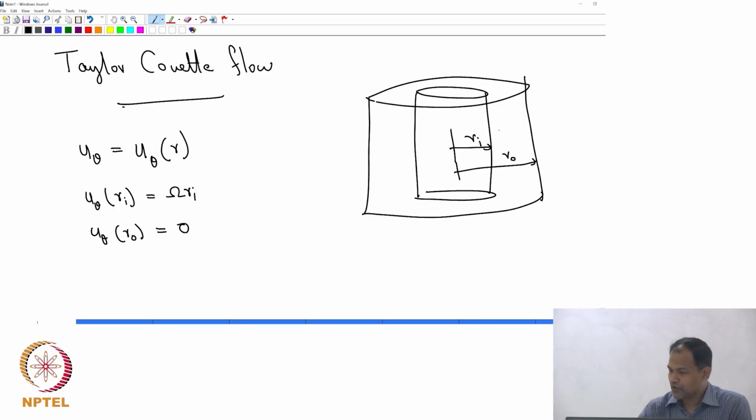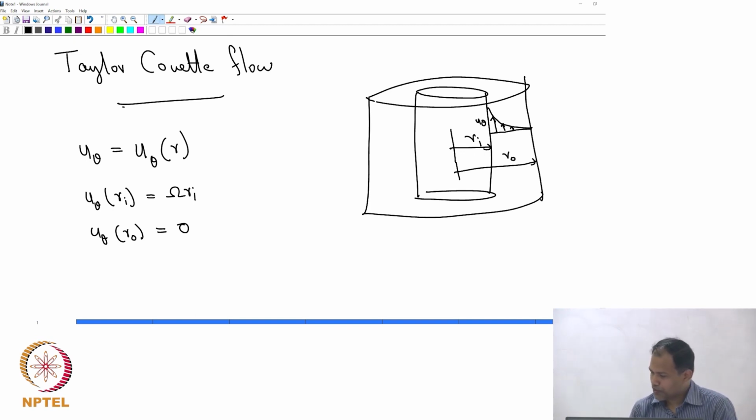So, the velocity profile would basically decay something like that, that you will have to actually plot and see. This direction is essentially u theta, it is not u z, it is the velocity that is perpendicular to the plane in which I am drawing.